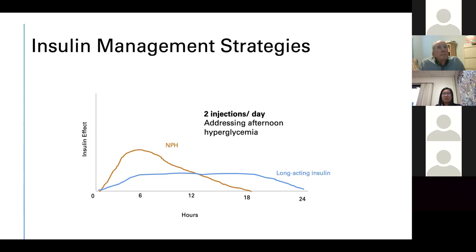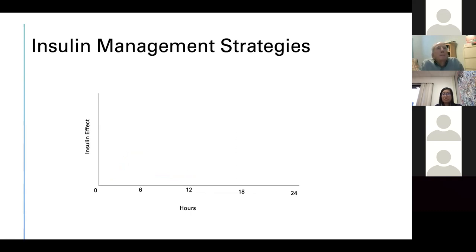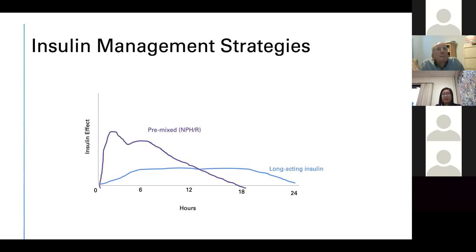Initially, when you start this regimen, you will need to check the fasting CBG to titrate the long-acting insulin. And it's also good to check pre-supper blood glucose just to make sure that they're not having hypoglycemia related to the NPH. For patients who tend to have a lot of hyperglycemia related to meals, particularly from breakfast, what you can do is combine with your long-acting insulin premixed insulin with NPH and R, where the R will take care of the breakfast meal and then the NPH will take care of the afternoon hyperglycemia. And again, this is 2 injections per day that the caregiver can give in the morning.